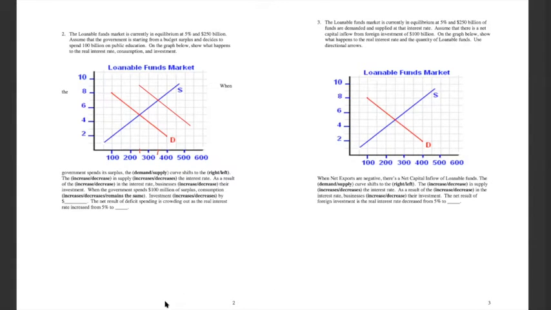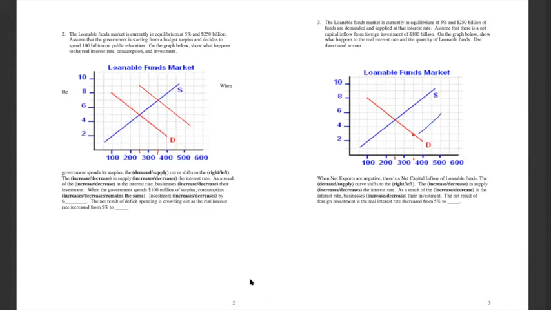Let's take a look at the next one here. We're here. Now what's increasing is a foreign investment of 100 billion. So I still need to go here. But in this case, what is moving is my supply line. So I need to make sure I get that one in the right spot.